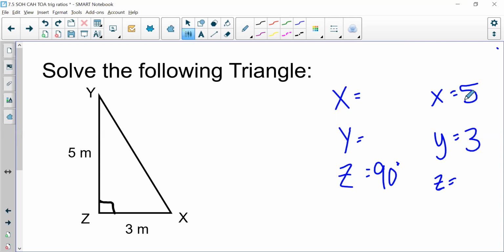So perfect, we don't have the hypotenuse. You can use Pythagorean theorem for Z, and then find angle X and angle Y. I want you guys to try that one.